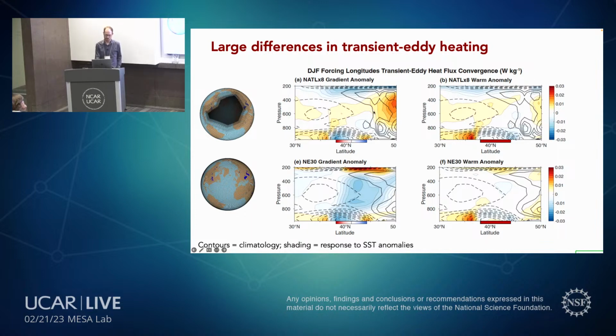So what I think is going on is basically the transient eddies are moving heat from near the surface up into the free troposphere in the high resolution case, versus you're more energizing the storm track with this forcing and moving heat meridionally in the low resolution cases.